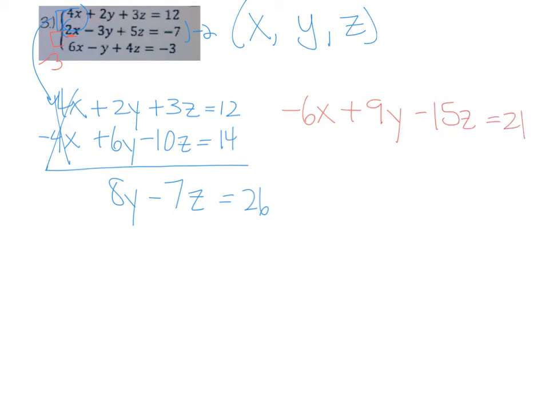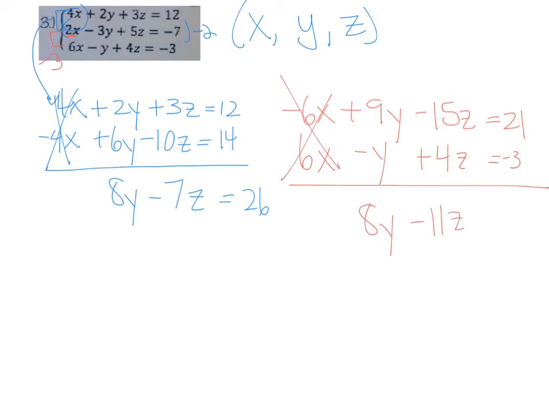And then all I'm going to do is bring that last equation straight over. I'm not changing it at all. I'm just rewriting it underneath. Now I'm going to again add straight down. Those x's drop out again. I get 8y minus 11z equals 18.